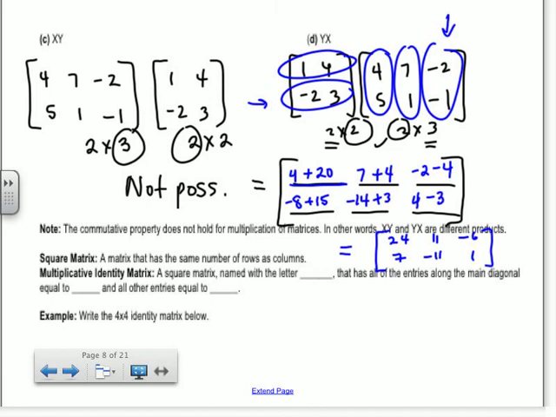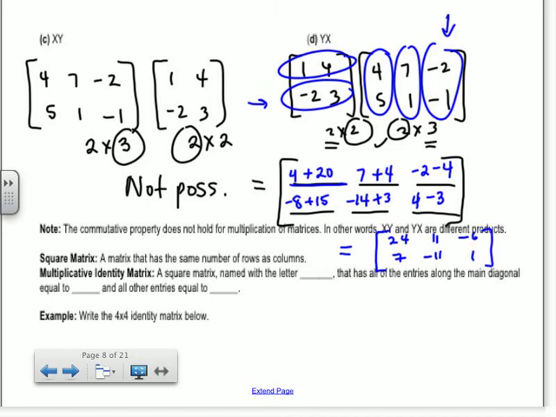All right. It says, note the commutative property does not hold for multiplication. Do you guys notice C is x times y and D is y times x, and you did not get the same results out in the end. Even if it had been possible, like if I had 2 square matrices times each other, they wouldn't be the same thing. So don't think that you're going to get the same thing out.